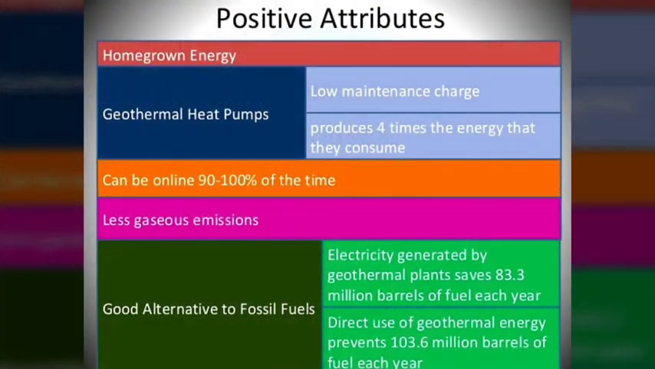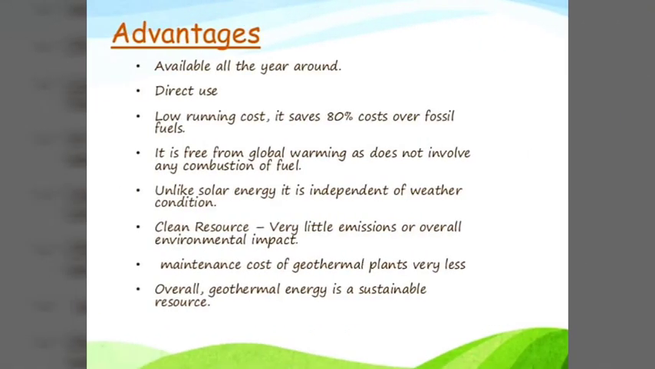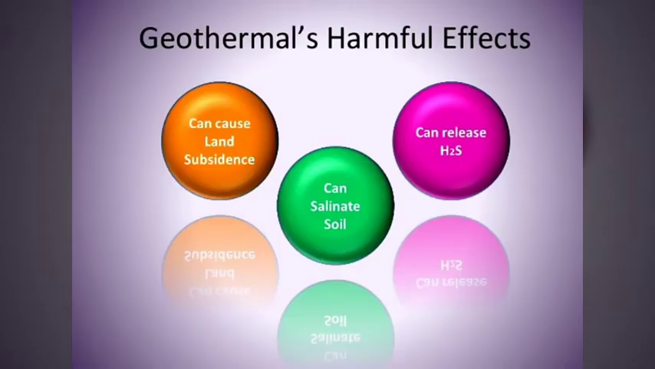Okay, now the positive attributes or the advantages, like it produces 4 times the energy that they consume. It can be available almost 90 to 100% of the time. It emits very little gaseous emissions that are harmful for the environment. The electricity generated by it is in advantages like available all the year round, direct use, it is free from global warming.